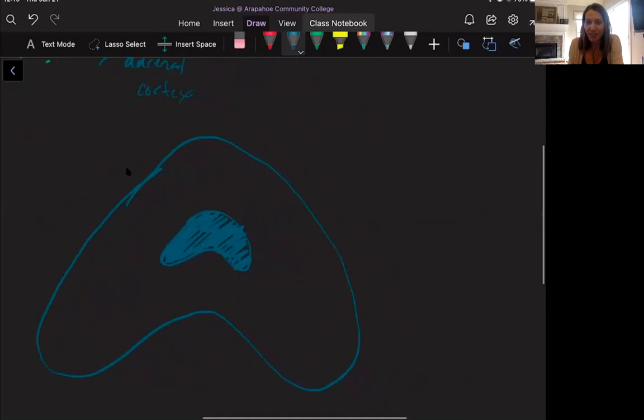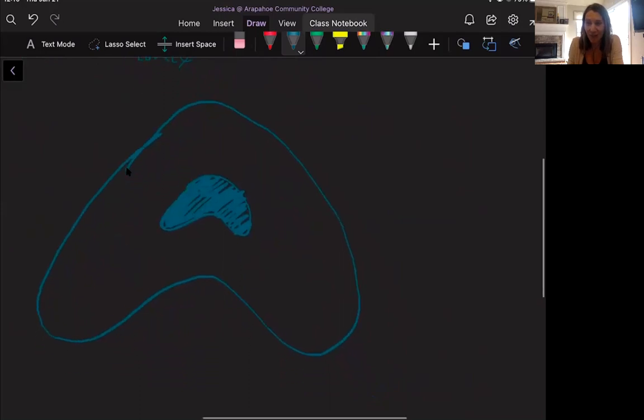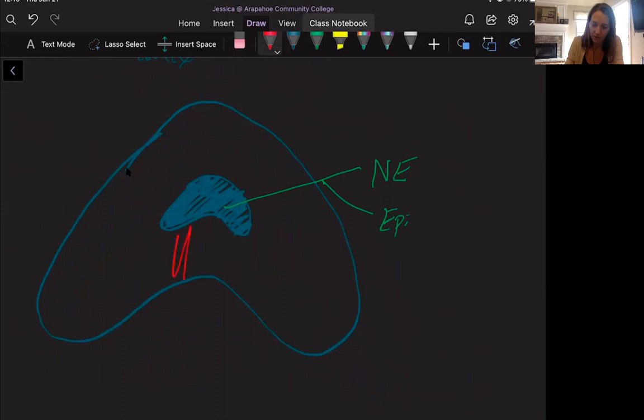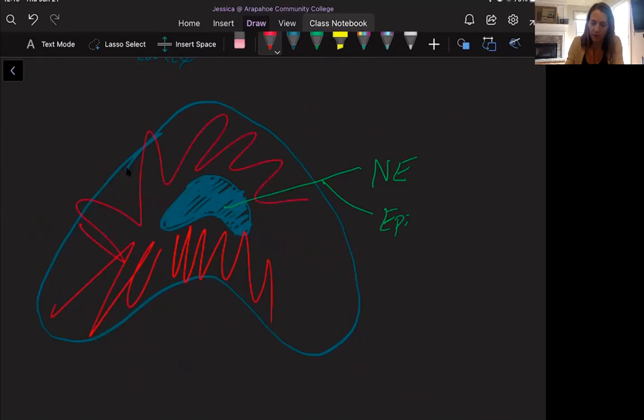So here is an awesome drawing of the adrenal gland. The adrenal medulla I have shaded here in blue. Remember, this is neural, so you want to think fight or flight. So we're going to have norepinephrine and epinephrine coming from here. The rest of this, all of this mass, is cortex and it wraps all the way around. So everything in red is going to be part of the adrenal cortex.